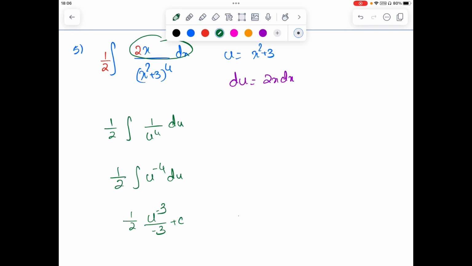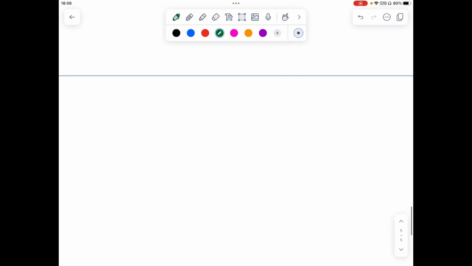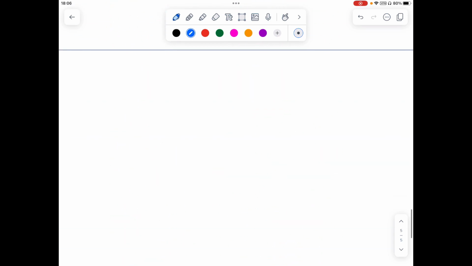So 1 upon 2 times u power negative 3 upon negative 3 plus c. So it is negative 1 upon 6 times 1 upon u cube plus c. What is u again? x squared plus 3. So minus 1 upon 6 times 1 upon (x square plus 3) whole to the power of 3 plus c. Now that one was question number 5.